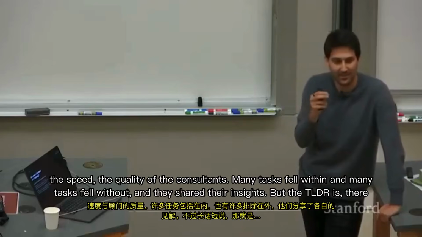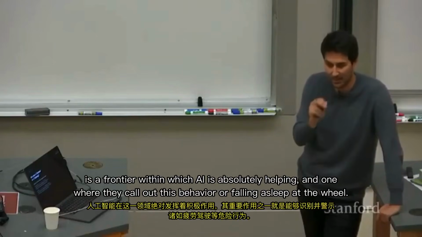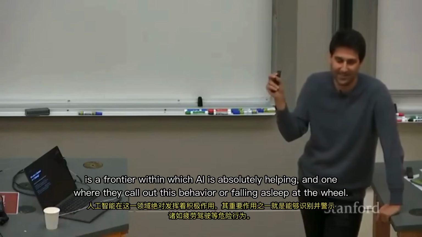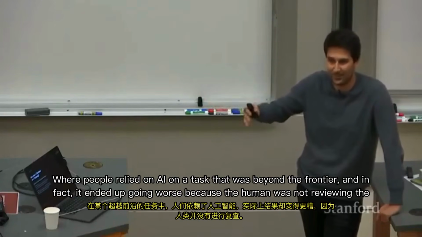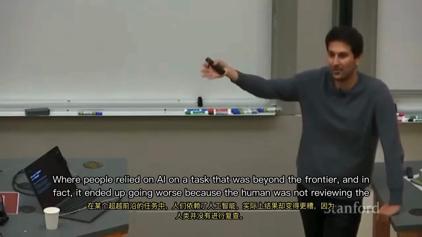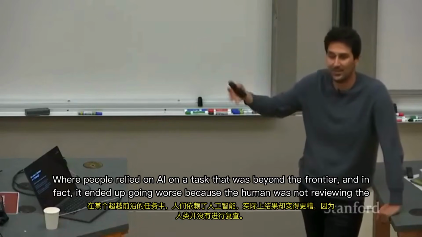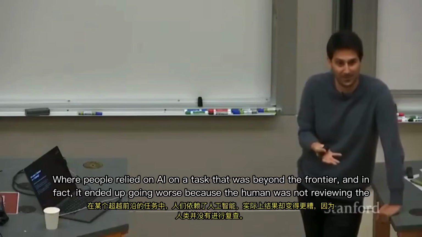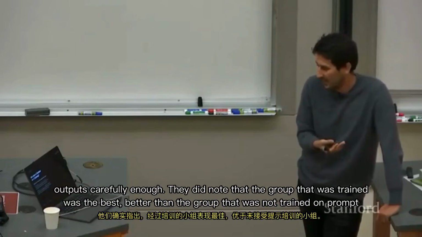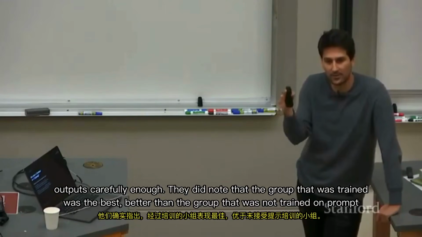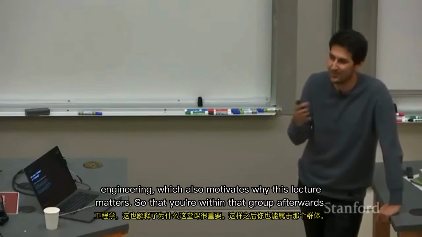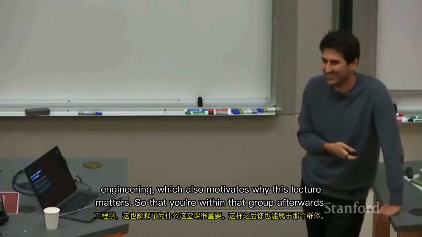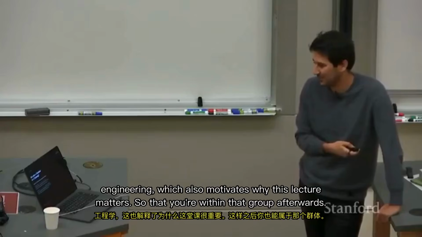But the TLDR is there is a frontier within which AI is absolutely helping, and one where they call out this behavior of falling asleep at the wheel, where people relied on AI on a task that was beyond the frontier, and in fact it ended up going worse because the human was not reviewing the outputs carefully enough. They did note that the group that was trained was the best, better than the group that was not trained on prompt engineering, which also motivates why this lecture matters, so that you're within that group afterwards.